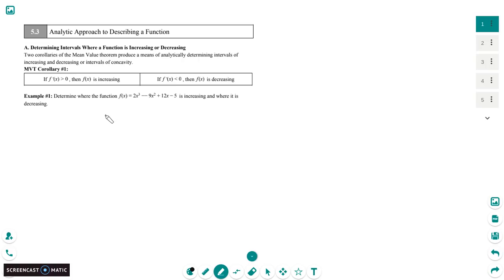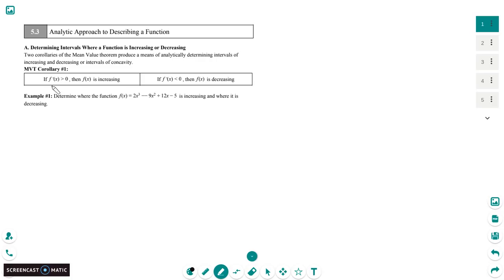All right, now we're going to begin an analytical approach for describing a function. And what that means is that we're going to use calculus to precisely describe the graph of f of x. To begin with, today's lesson is focusing on where a function is either increasing or decreasing using analytical methods.